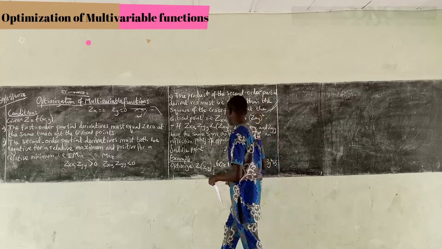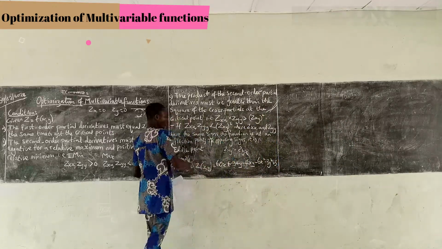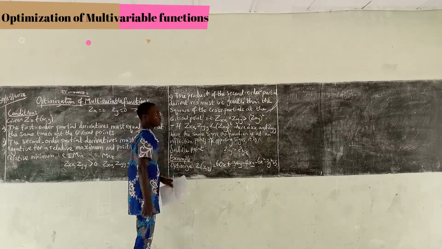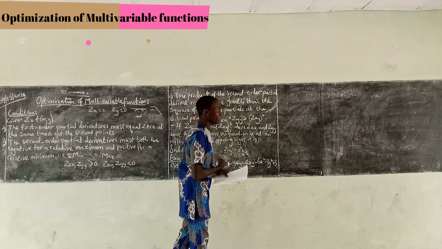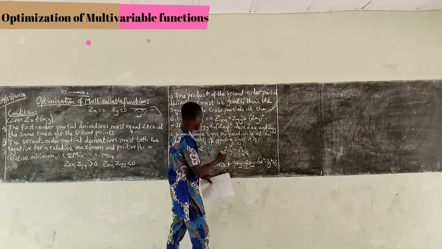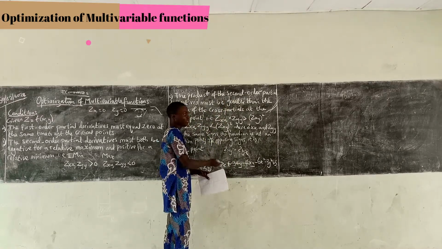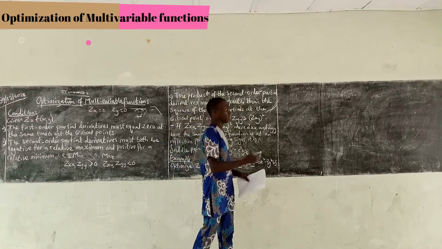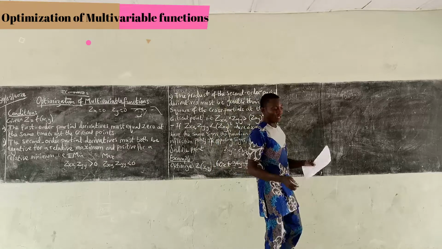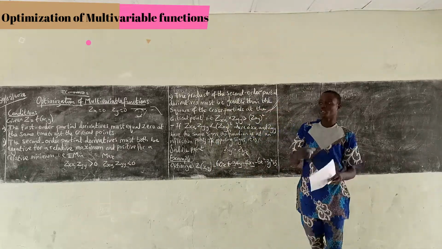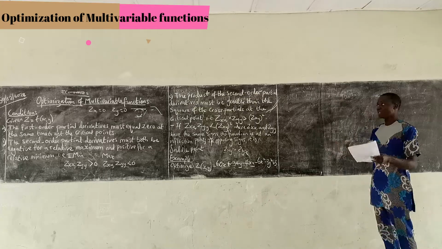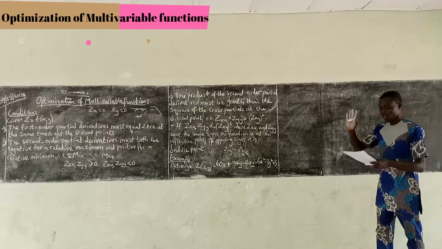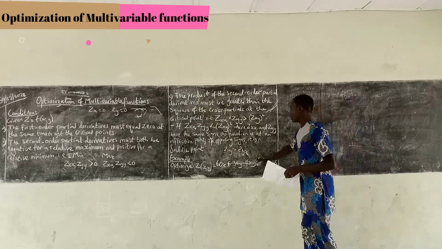So here we have to optimize this function, z as a function of x and y, which is this. You have to optimize it to show whether this function is going to be at a minimum, maximum, inflection point, or what have you. I have two examples here, but it depends on the time. If I have enough time, I can cover the two examples, and if I don't, I will just cover one.